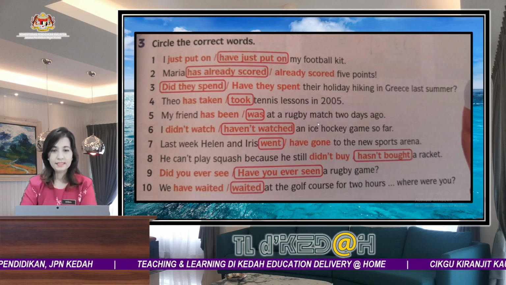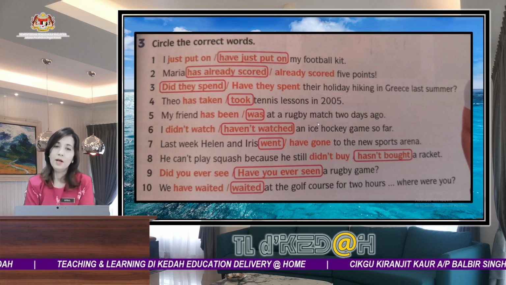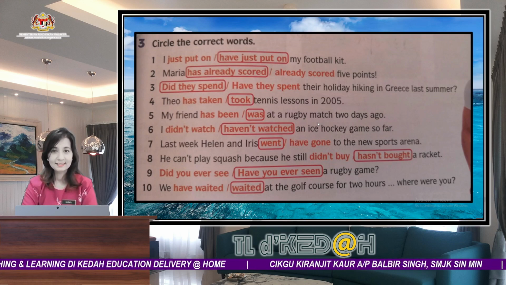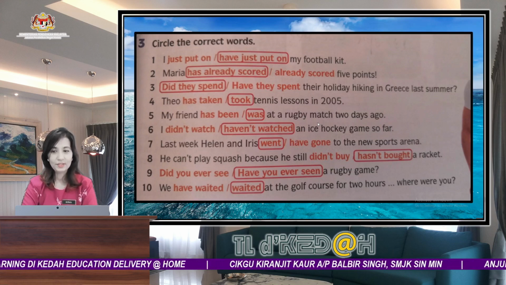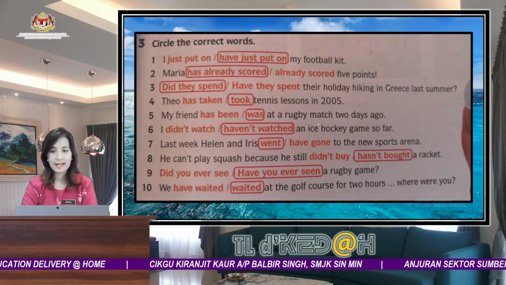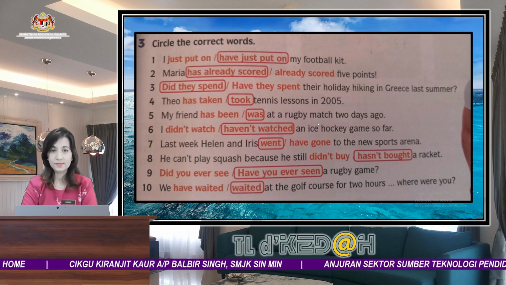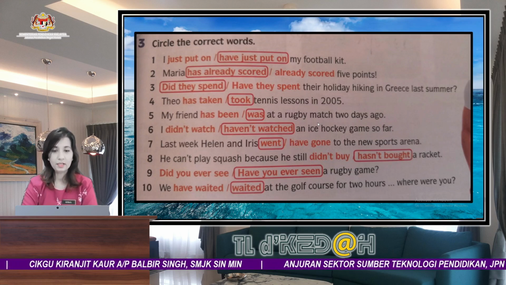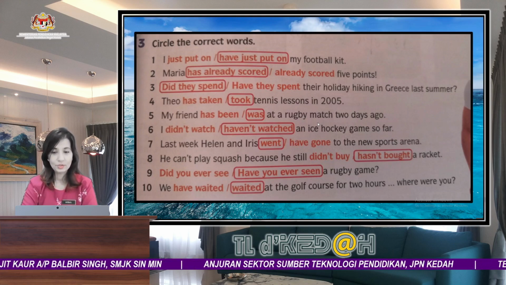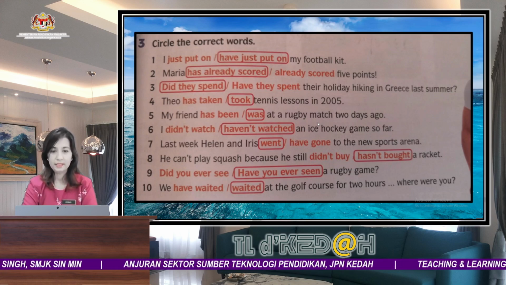Number 3, did they spend? The answer is in the past: Did they spend their holiday hiking last summer? Why did we choose did they spend? Can you guess? I bet you can. Yeah, last summer shows that the time is specified. When did it happen? Last summer. Okay, number 4: Theo took tennis lessons in 2005. So this is again past tense because it's mentioned very clearly which year he took tennis lessons, 2005. So past tense.